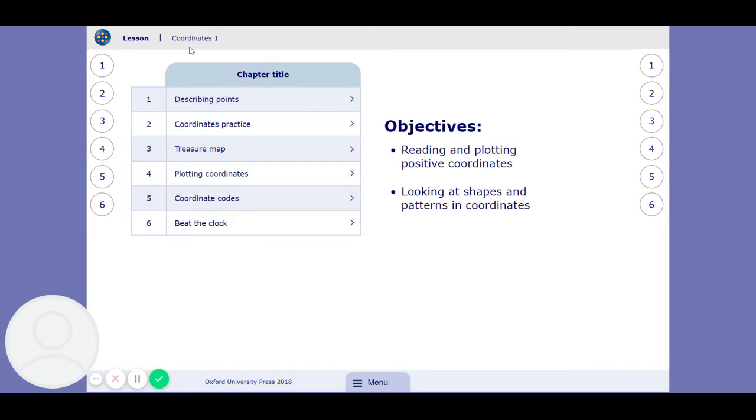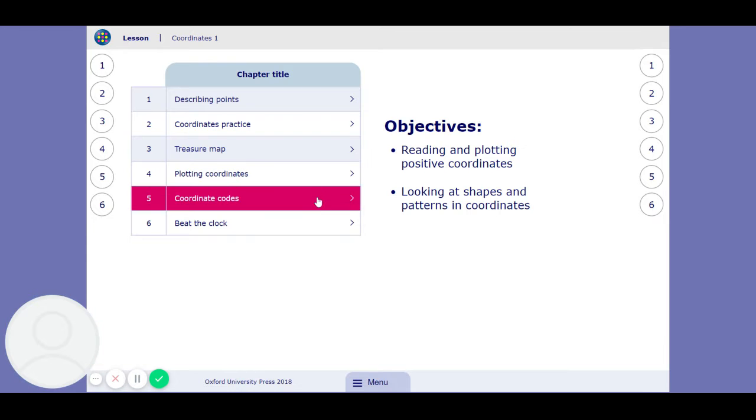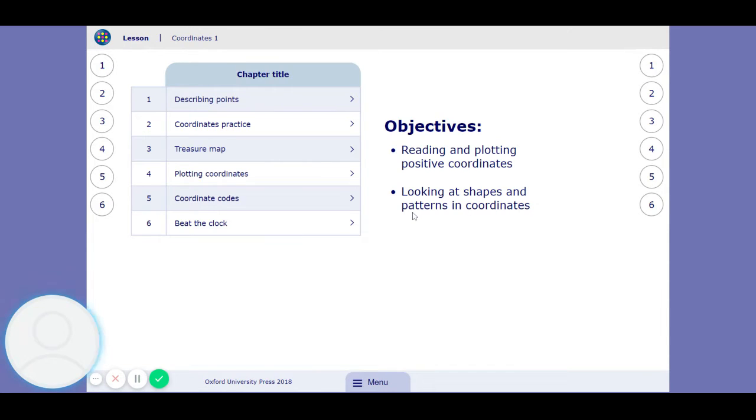Okay, so doing coordinates today. So we're going to look at describing points, practice, treasure map, plot coordinates, coordinate codes, and beat the clock. This is what I mean about the different interactive things. And we've got to be able to read and plot positive coordinates and look at shapes and patterns in coordinates. Okay, so patterns, we're following on from the sequences stuff that we've done recently. So patterns, sequences, it's all sort of useful and connected.